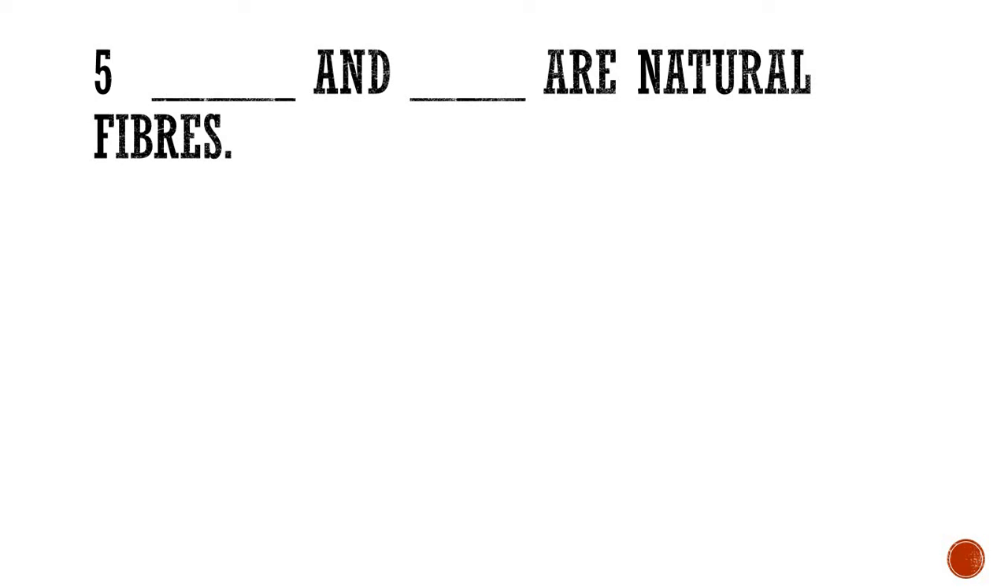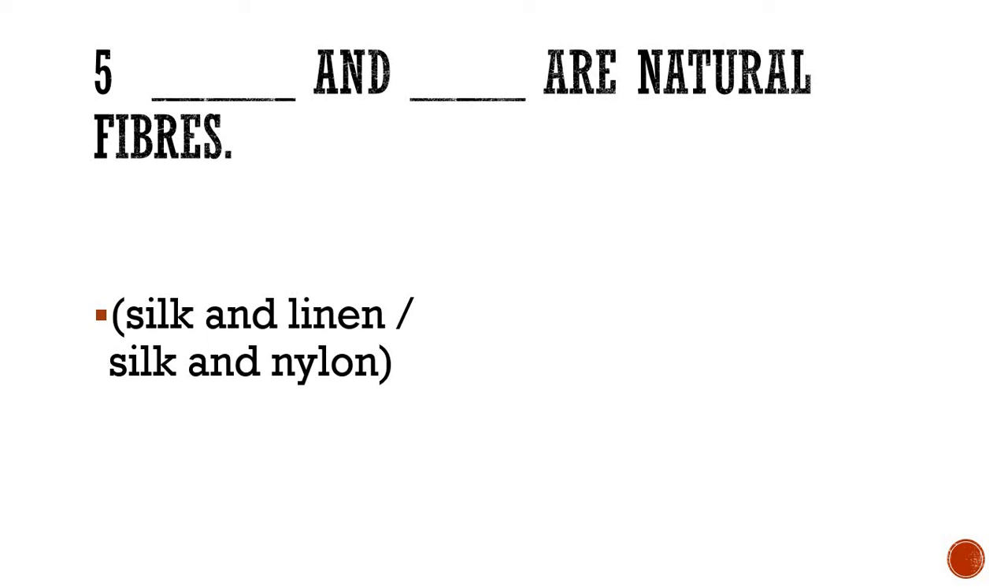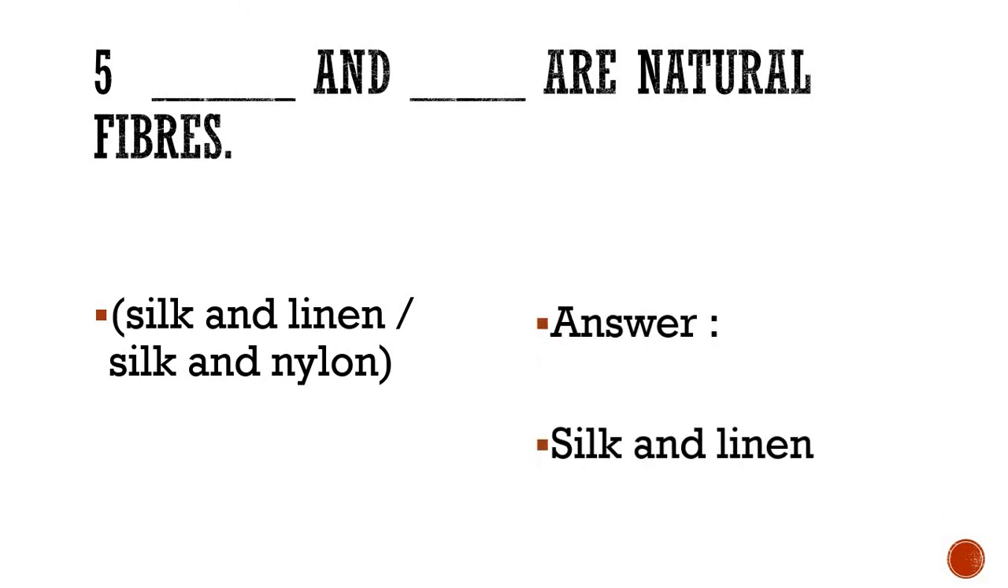Dash and dash are natural fibers. The options are silk and linen or silk and nylon. What do you think is the correct pair here which will fit best in the blanks? Please write your answers, what you feel is the correct answer, and then here is the correct answer. Silk and linen. Please repeat after me once. Silk and linen are natural fibers.